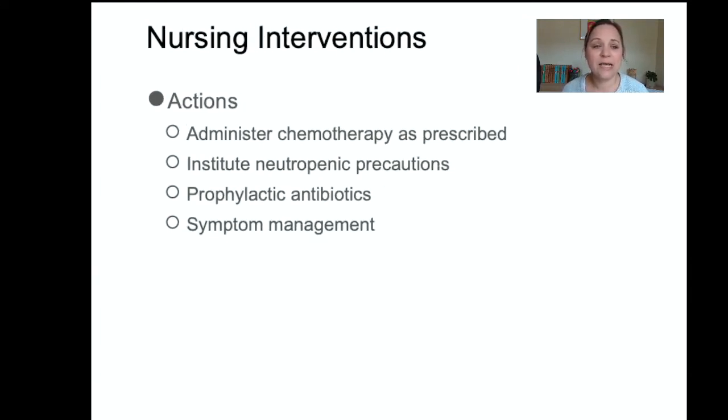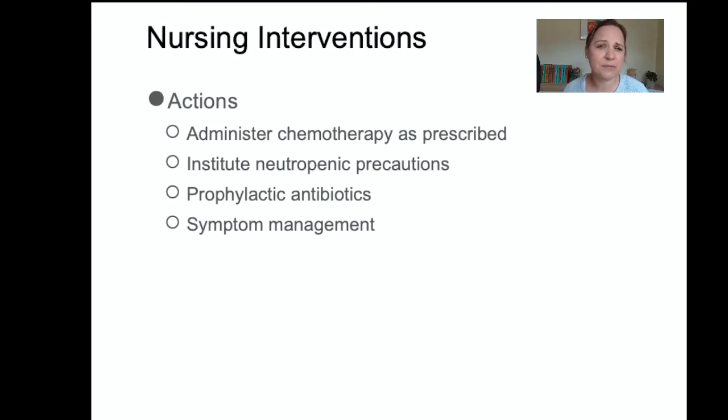Now, actions to take, of course, we're going to administer chemo as prescribed, but only if we are a chemo-certified nurse. We're going to institute those neutropenic precautions to prevent patients from getting infections, things like avoiding sick visitors, avoiding fresh fruits and vegetables, no live plants. We're going to possibly administer prophylactic antibiotics. Prophylactic antibiotics means they don't have an infection, but they're at risk for it, so we're going to give them antibiotics to prevent that infection from happening.